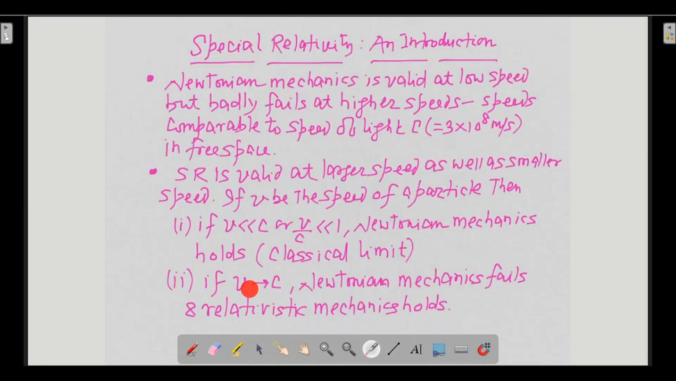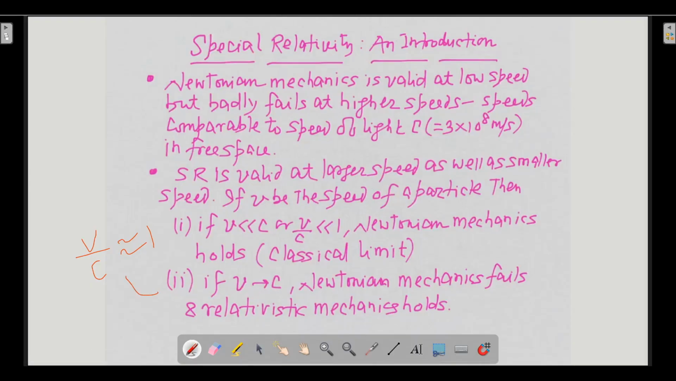So if v tends to c, or you can say v by c is comparable to 1, you can also say it like this. This is also a condition which one can state. This is a common sense thing. So if v tends to c, Newtonian mechanics fails and relativistic mechanics holds. At very large speeds which are comparable to the speed of light, Newtonian mechanics will fail and relativistic mechanics will hold.